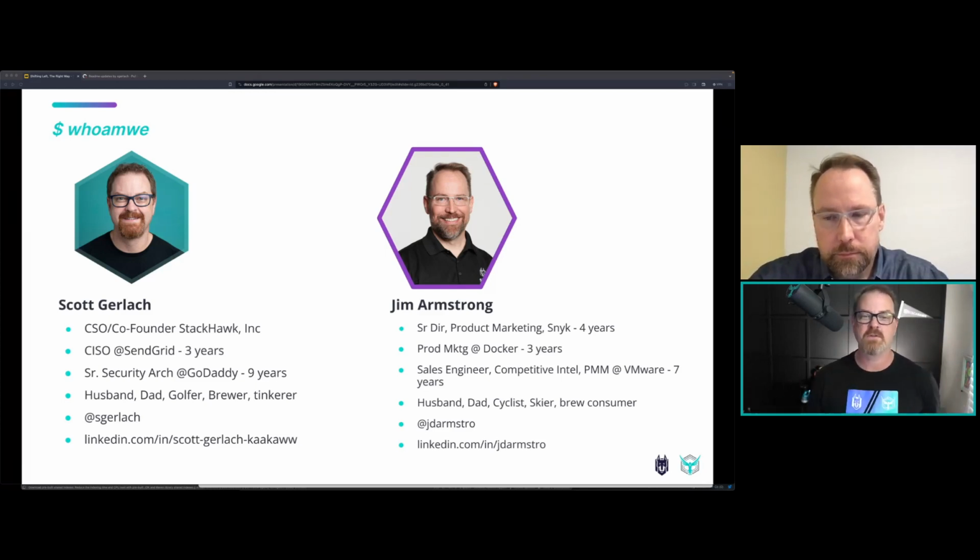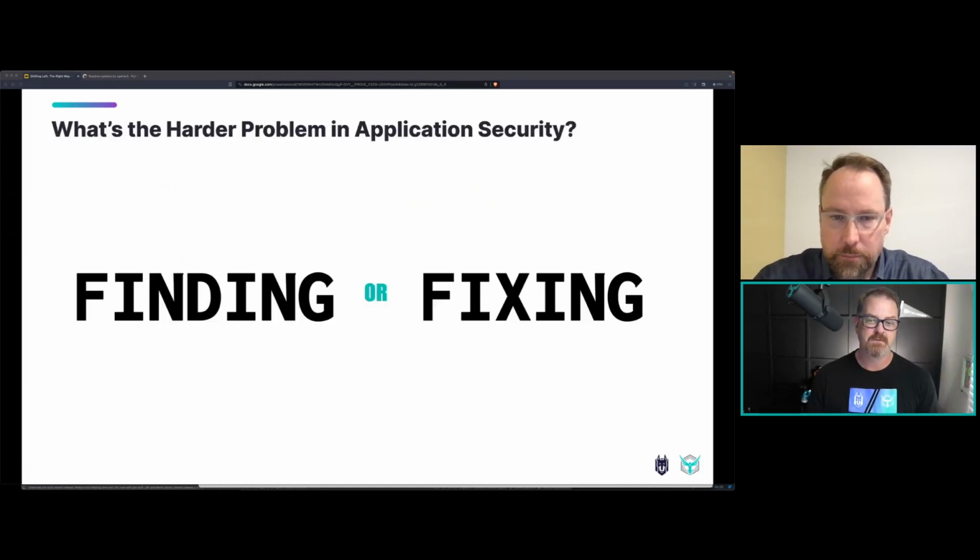But the very first question I have for everyone today is, what's easier? What's the harder problem? Well, okay, not what's easier. What's the harder problem in application security? I know the poll message is backwards. So remember, the poll question says, what's easier, finding or fixing? This slide says, what's harder? So you pick what's easier in the poll, and we'll figure that out and go through that.